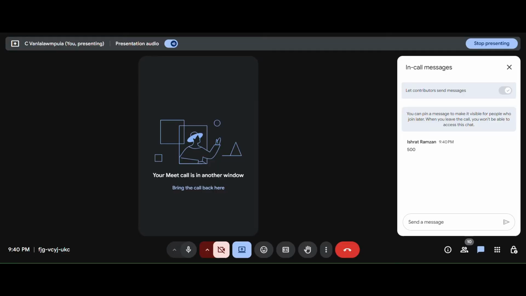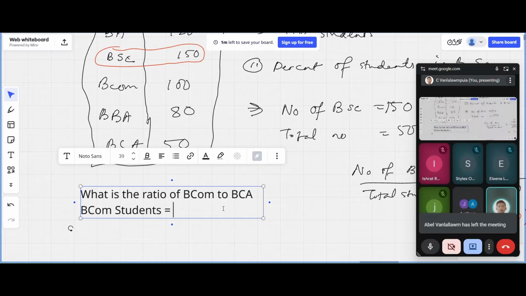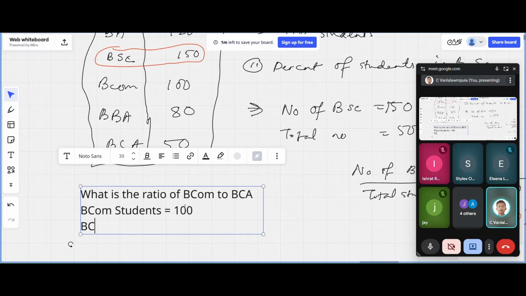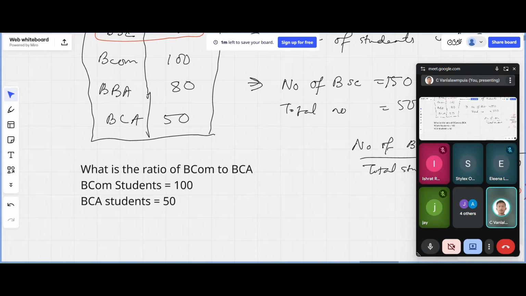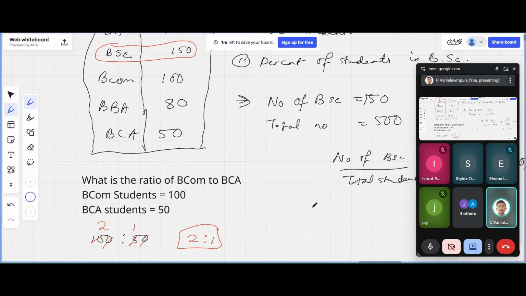BCom students we have equal to 100, right? So what about BCA? BCA students we have 50, right? They're asking for the ratio. How you are going to do ratio is you take this. These are basic stuff, but we can't skip. 100 is to 50. You can cancel it out, and 5 ones are 5, 5 twos are 10, so the answer is 2 is to 1. This is the ratio of BCom to BCA. Do you get it?